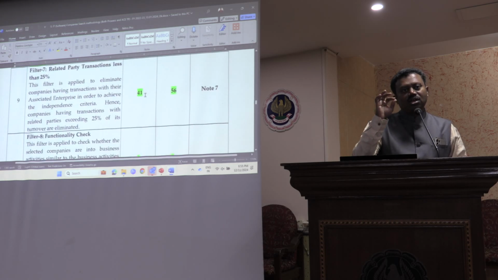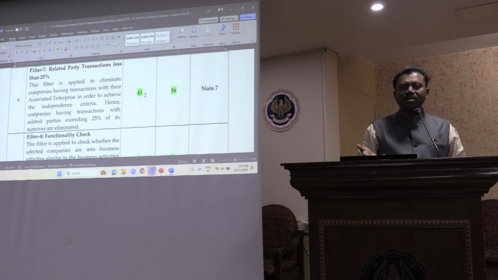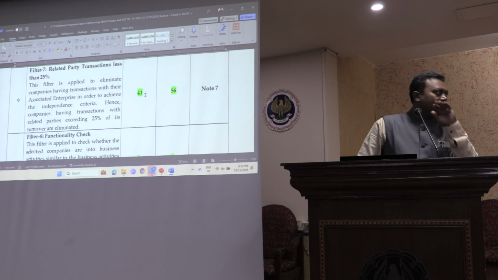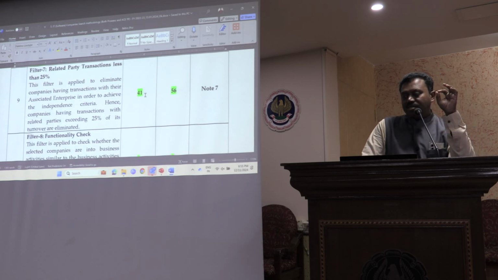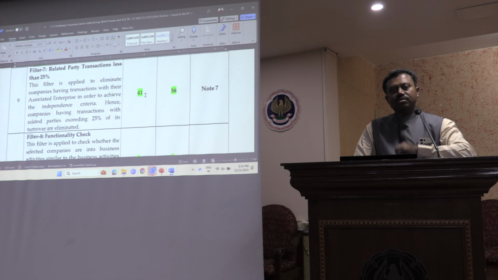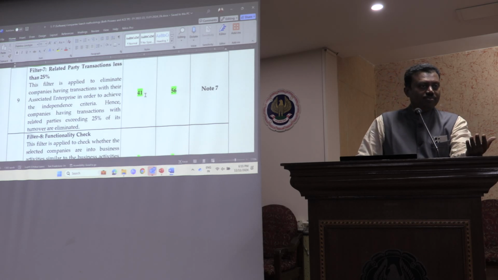Related party transaction less than 25%. Can anybody tell me why this filter is required? Related party transactions less than 25%. You can be louder.